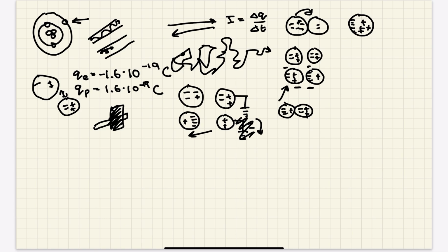On the other hand, if you have a conductor and you have these original positive charges and you charge it negatively, these electrons want to get as far away from each other as possible, and they can do it because it's a conductor. So the net charge spreads evenly in a conductor.